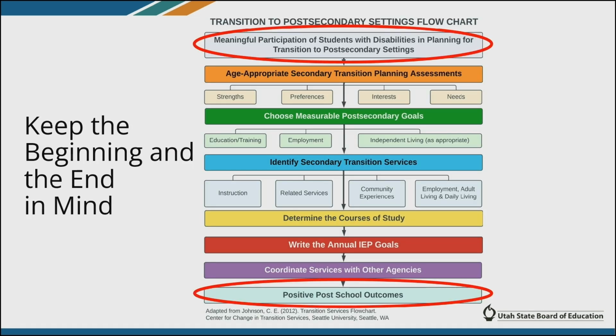The Transition to Post-Secondary Settings flowchart outlines the secondary transition process for students with disabilities. As we look at the flowchart, we are reminded that when engaging in secondary transition planning with our students, we should keep the beginning and the end in mind. We start with the intention of meaningfully engaging students in the process with secondary transition assessment as the foundation. Then, as we work through the process, we focus on doing what is needed to support our students in achieving their desired post-school outcomes.